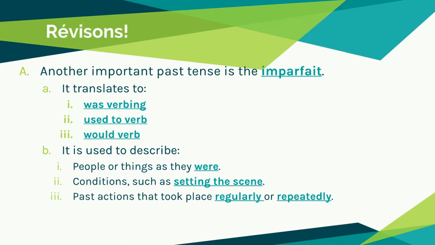Past actions that took place regularly or repeatedly. So when I was younger, every summer we went to the beach. Here in English, I'm using that simple past, we went to the beach, but in French I would have to use the imparfait because I'm saying every single summer, habitually, regularly, repeatedly, imparfait.